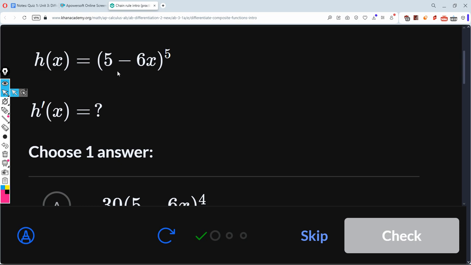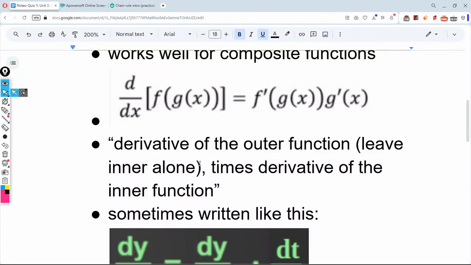All right, h of x is 5 minus 6x to the power of 5. They want us to find the derivative, h prime of x. It's not always worth labeling the inner and outer function. That's why I put my thing in quotes here for the notes: derivative of the outer, leave the inner alone, times the derivative of the inner. So that's what I'm going to do here.